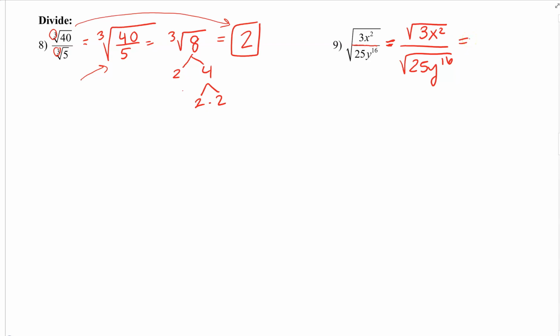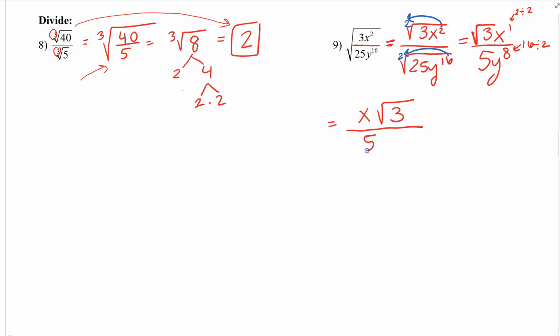I'm going to use the division method here because both of these divide evenly. So I'm going to do 2 divided by 2 to get 1. And 16 divided by 2 to get 8. So this is 3x to the first, right? That was 2 divided by 2 over, that's a square root of 3. The x can come out of the square root, but the 3 cannot. And then the square root of 25 is 5, and then 16 divided by 2 is 8. Let me rewrite this a little bit. So I've got x to the first times the square root of 3, all over 5 times y to the 8th.